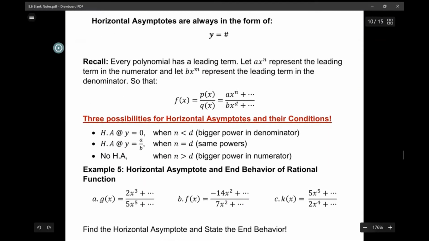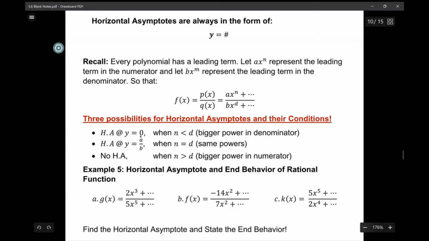Remember that every rational function is made of a ratio of polynomials. We're going to call our numerator polynomial p of x and our denominator polynomial q of x. If we write a polynomial in order of decreasing degree, this is our leading term with our leading coefficient. In both of these, we want to have the highest power first. When you look at the ratio of those exponents on the leading terms, that tells you about the horizontal asymptotes.